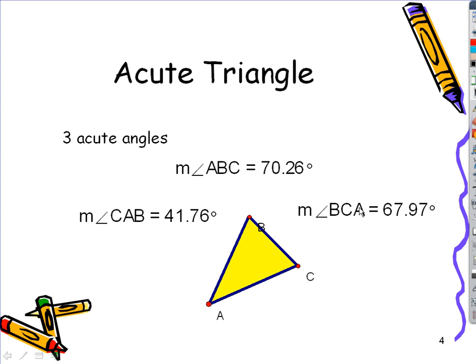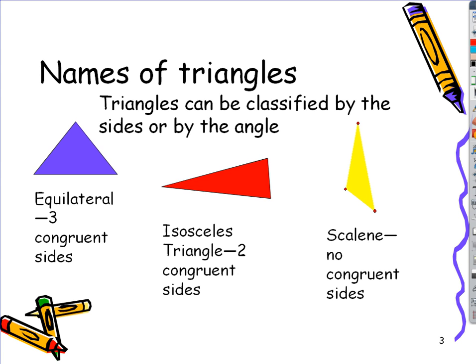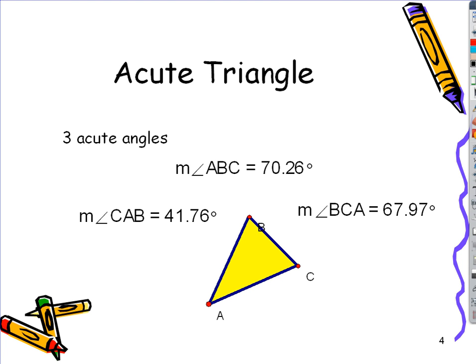Okay, what about by angles? An acute triangle is one where all three angles are acute. So in this case, notice that the measure of angle ABC, we could just call that angle B, I guess, couldn't we? Measure of angle B is 70.26 degrees, less than 90. Measure of angle CAB, which we could just call angle A, is 41.76, less than 90. And the last angle, angle C, or BCA if you want, is also less than 90. So all three of the angles are less than 90 if it's acute.